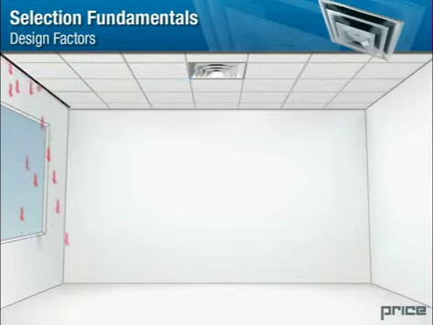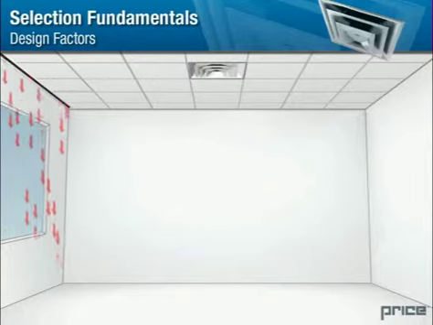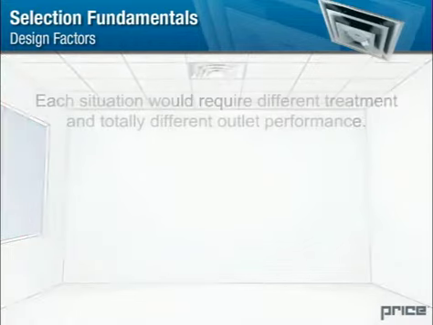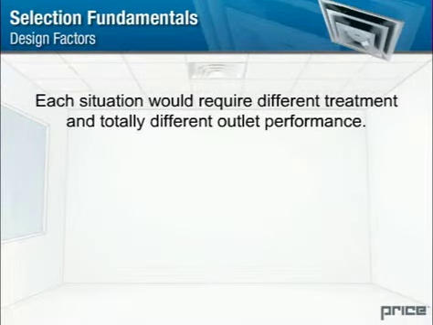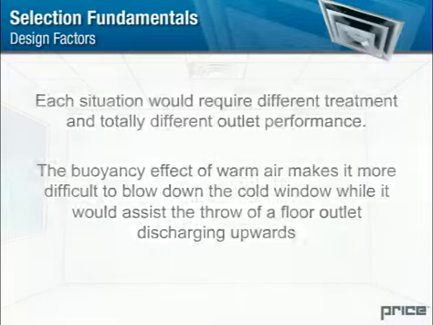The air outlet may be required to blow warm air down the window or wall from the ceiling or up from the floor. Each situation would require different treatment and totally different outlet performance. The buoyancy effect of warm air makes it more difficult to blow down the cold window, while it would assist the throw of a floor outlet discharging upwards.